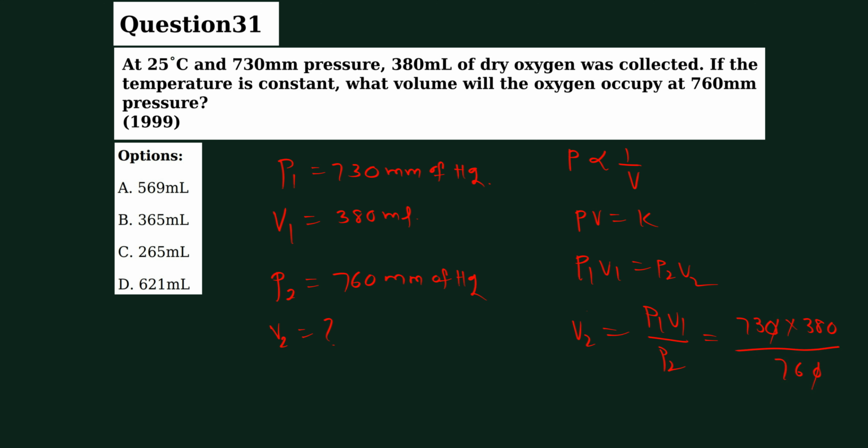You cancel this zero. 38, how many times is it? 2 times. 2 3 are 6, 2 6 5 times. Okay, V2 equals 365 ml. When pressure increases, the volume occupied by the gas decreases from 380 to 365. Okay, your answer, option B, is matching.